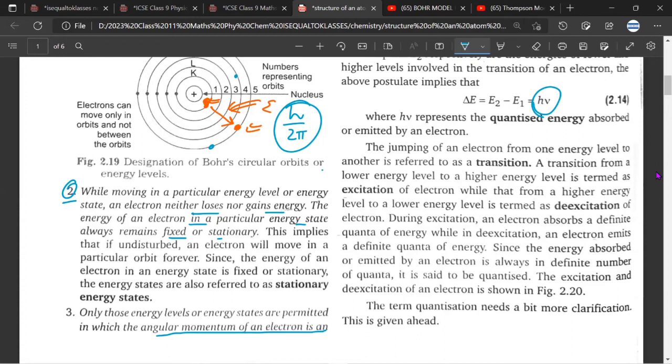Yeah. So what Mr. Bohr is saying is that you'll have to excite an electron to go to its higher orbits. But when those excited electrons come back to their ground states or the lower states, they will be releasing energy in the form of light. Are we clear till here? Mr. Avantika, are we clear? Yes.